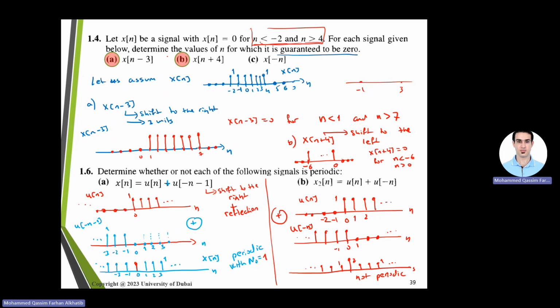Now, for each signal given below, determine the value of n which is guaranteed to be 0. Actually, this is not related to energy and power. Just here, shifted to the right. So my signal initially is from negative 1 to 3. Okay, so shift to the right by 3 units. It's going to start from 2 and end at 6. That's the first question. Second one here, shift to the left by 4. Initially at negative 1, shift by 4 to the left, negative 5 to negative 2. Negative n, time reversal. Initially it was negative 1 to 3, then it becomes negative 3 to 1. Time reversal.